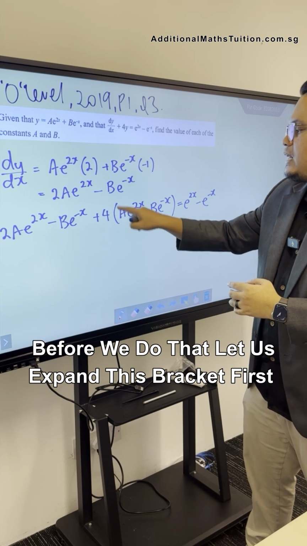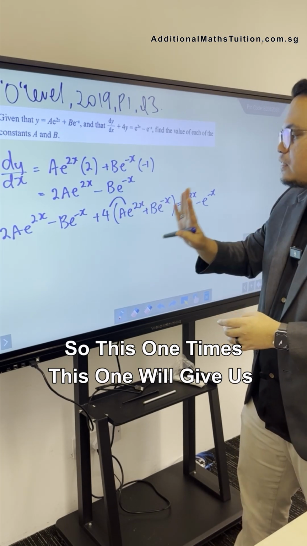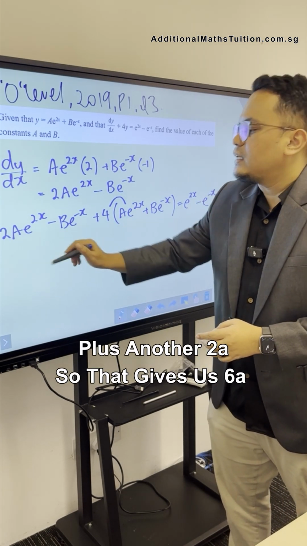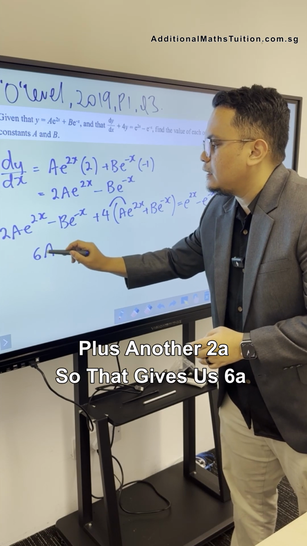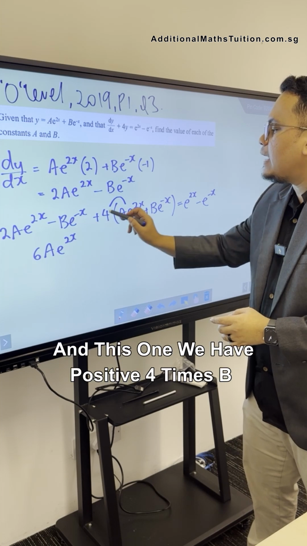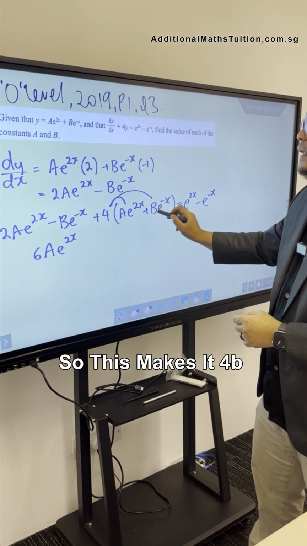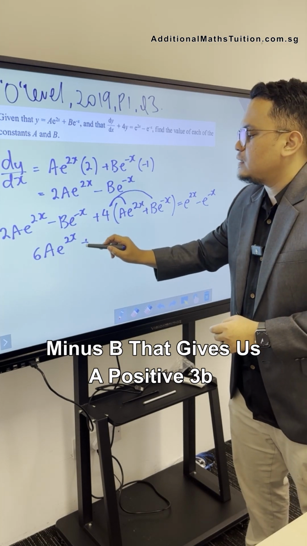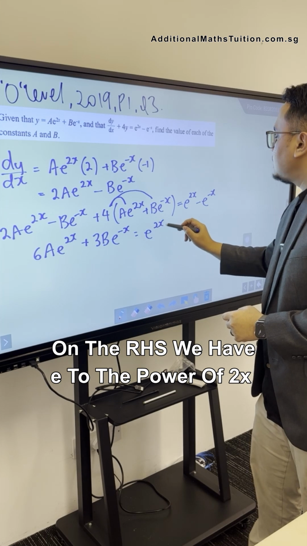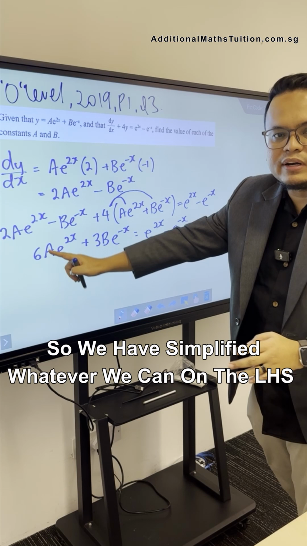But before we do that, let's expand these brackets first. So this one times this one will give us 4ae to the power of 2x, right? Plus another 2a. So that gives us 6ae to the power of 2x. Now, we have a negative b here, and this one we have positive 4 times b. So this makes it 4b minus b. That gives us a positive 3b. On the right-hand side, we have e to the power of 2x minus e to the power of negative x. So we've simplified whatever we can on the left-hand side.